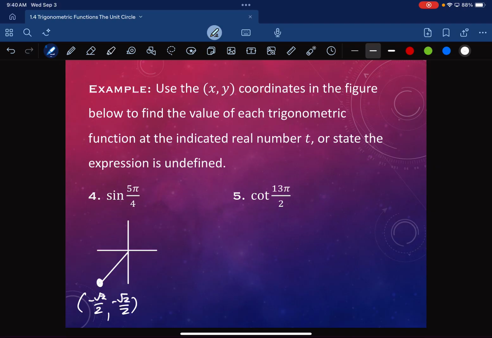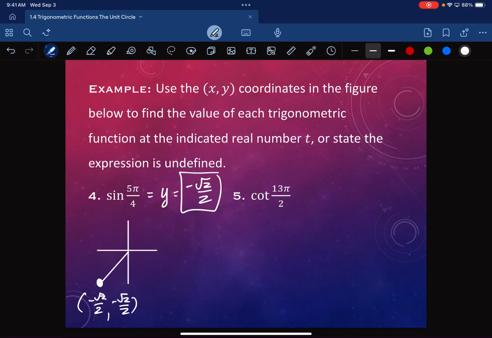You bet. Negative square root 2 over 2, negative square root 2 over 2. And sine values are which values? Y. So what is the y value at this point? Negative square root 2 over 2. There's no work to show.